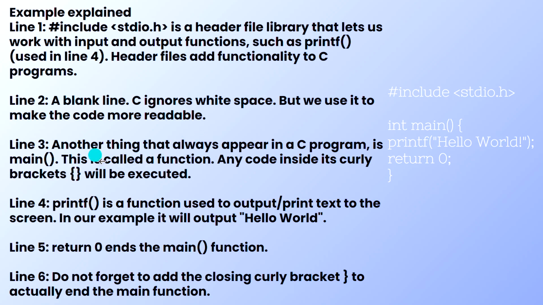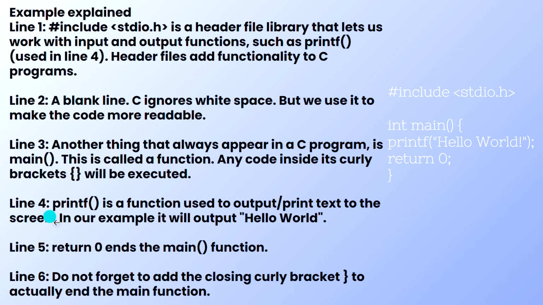Line 3. Another thing that always appears in a C program is main, int main, the main function. This is called a function. Any code inside its curly brackets will be executed.